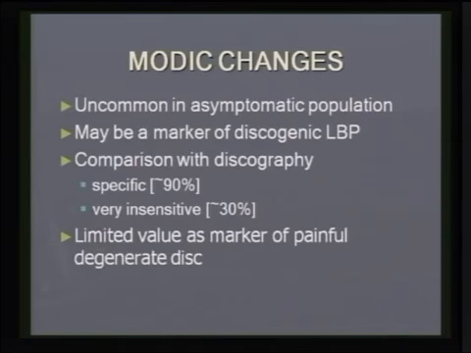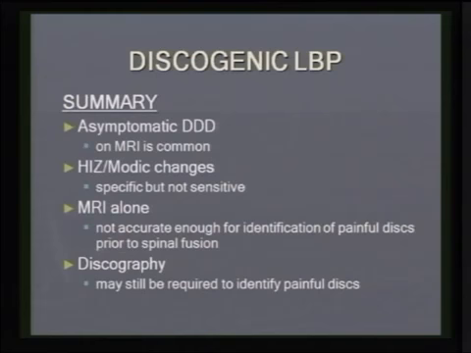Now, what we have found in terms of literature search and research as far as Modic changes is concerned is that it's actually very uncommon in an asymptomatic population. So it is suggestive of being a marker of a degenerate disc. When we compare Modic changes with discography, again, we find a very high specificity. So a disc with Modic changes seen on MRI, injected at discography, is very likely to be a painful disc. But again, as with the high intensity zone, it has a very low sensitivity of around 30%, and therefore again has a limited value as a marker of painful disc degeneration.